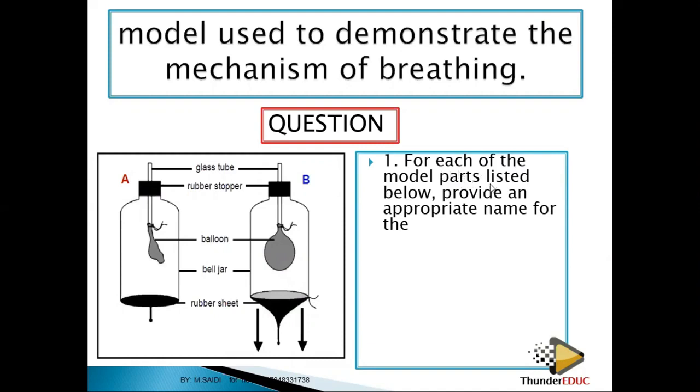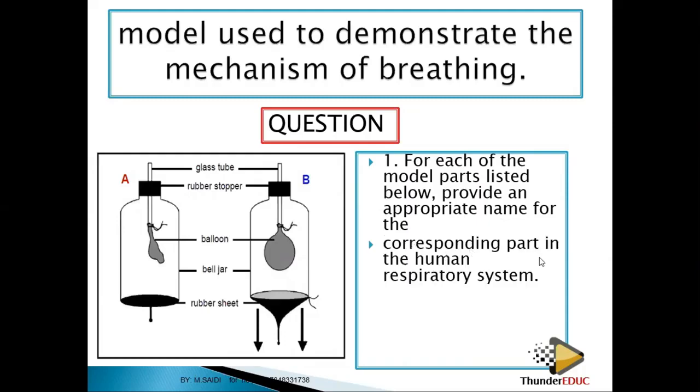For each of the model parts listed below, provide an appropriate name for the corresponding part in the human respiratory system. Number one, the glass tube. You see, they're saying this is a glass tube. Then it means that this is the trachea, which brings the air into the lungs.